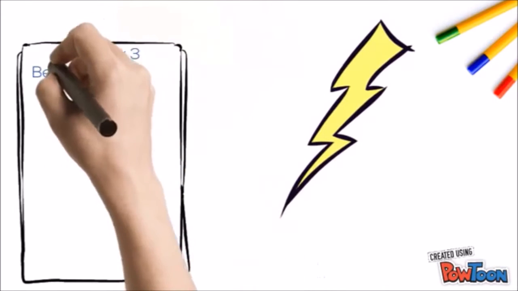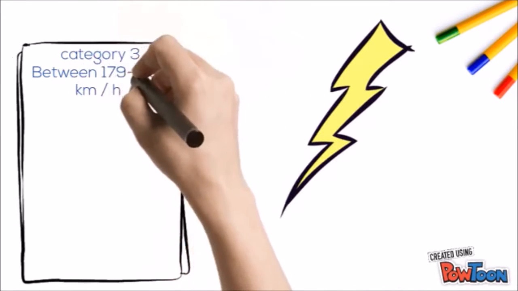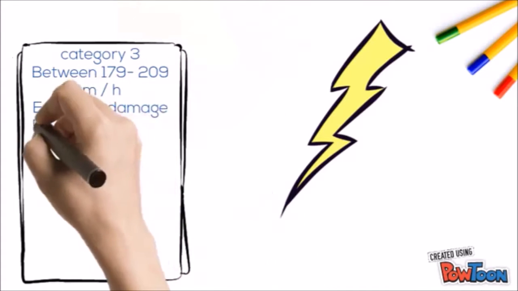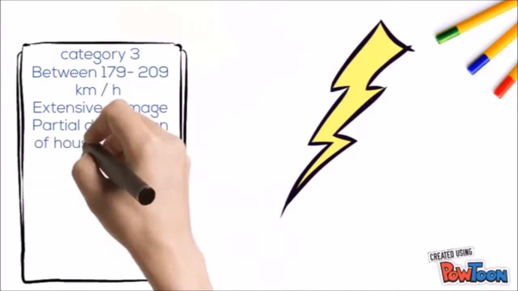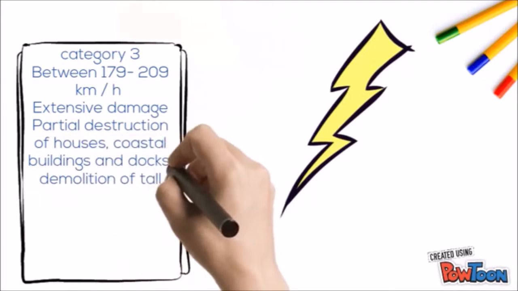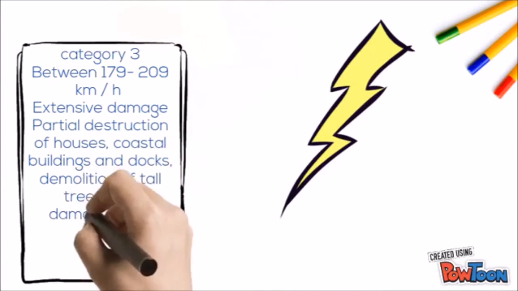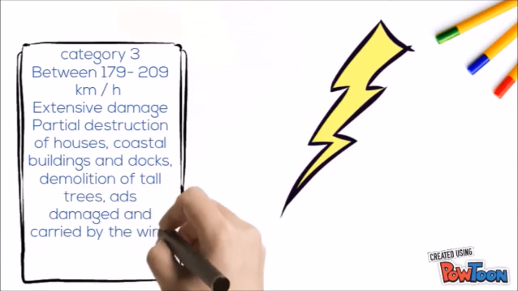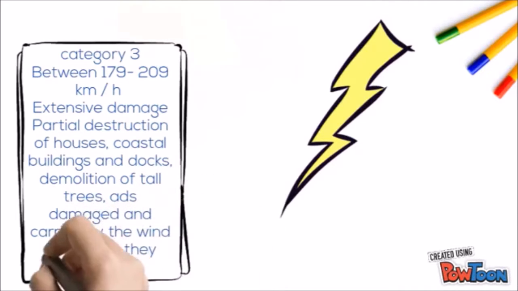Category 3, between 179 and 209 kilometers per hour. Extensive damage, partial destruction of houses, coastal buildings and docks, demolition of tall trees, and debris carried by the wind and swells that flood coastal areas.